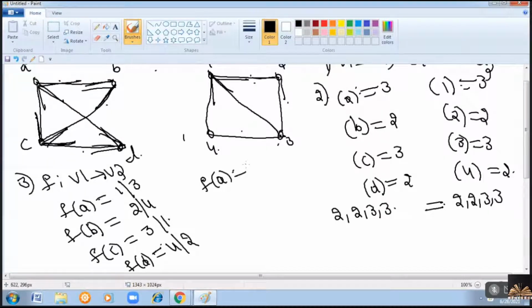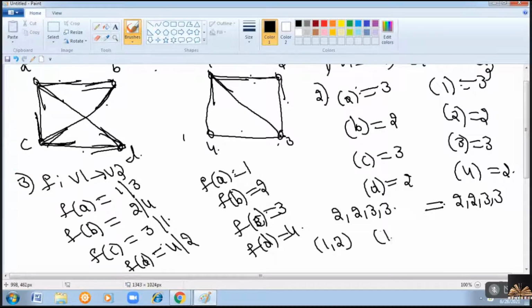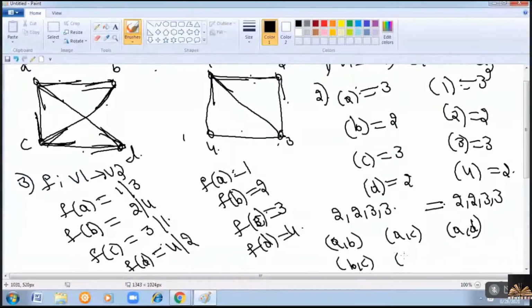So let me consider F of A equal to 1, B equal to 2, C equal to 3, F of D is equal to 4, right? Now you need to check whether the adjacency is preserved or not. So A comma B, A comma C, A comma D. Similarly, BC, BD, CD. For all these, you have to check the adjacency.